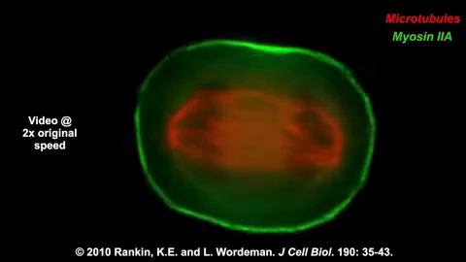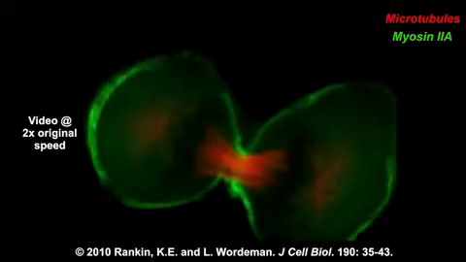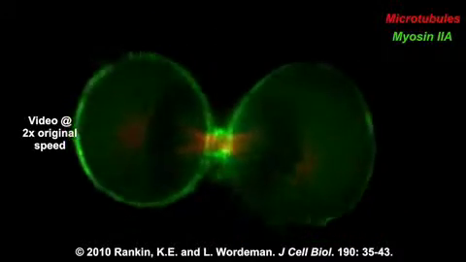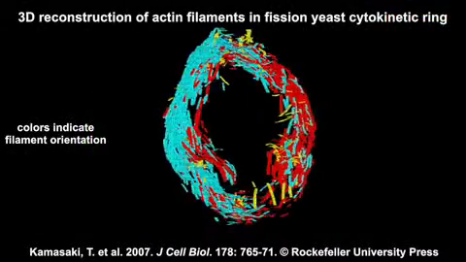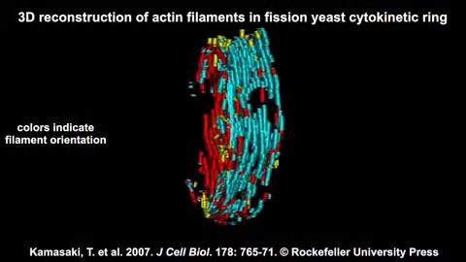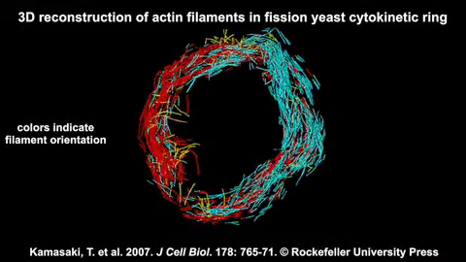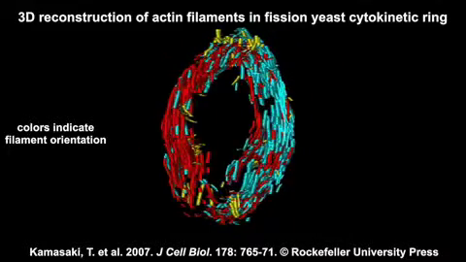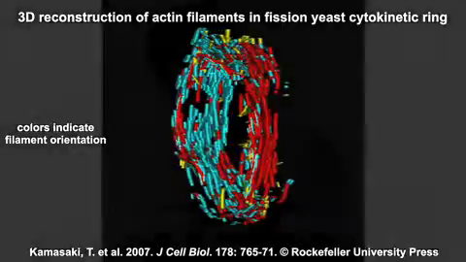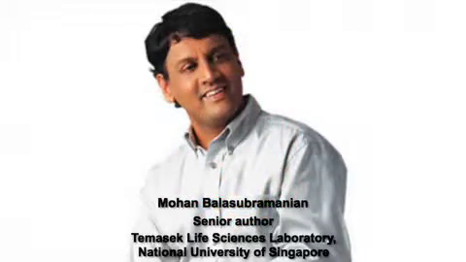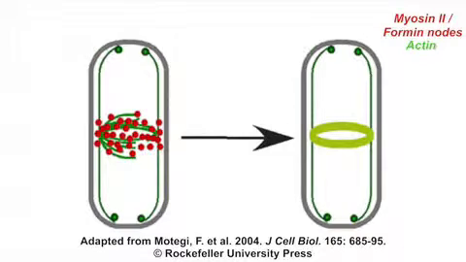Most eukaryotic cells generate a contractile actomyosin ring to separate their daughter cells at the end of mitosis. How actin filaments assemble into the ring is incompletely understood, however, mainly because it's difficult to label all the actin-based structures in a living cell without compromising actin function. Mohan Balasubramanian, from the Temasek Life Sciences Laboratory in Singapore, studies cytokinesis in fission yeast, whose actomyosin rings are thought to assemble from actin filaments nucleated by the formin CDC12 at myosin-containing nodes around the cell equator.